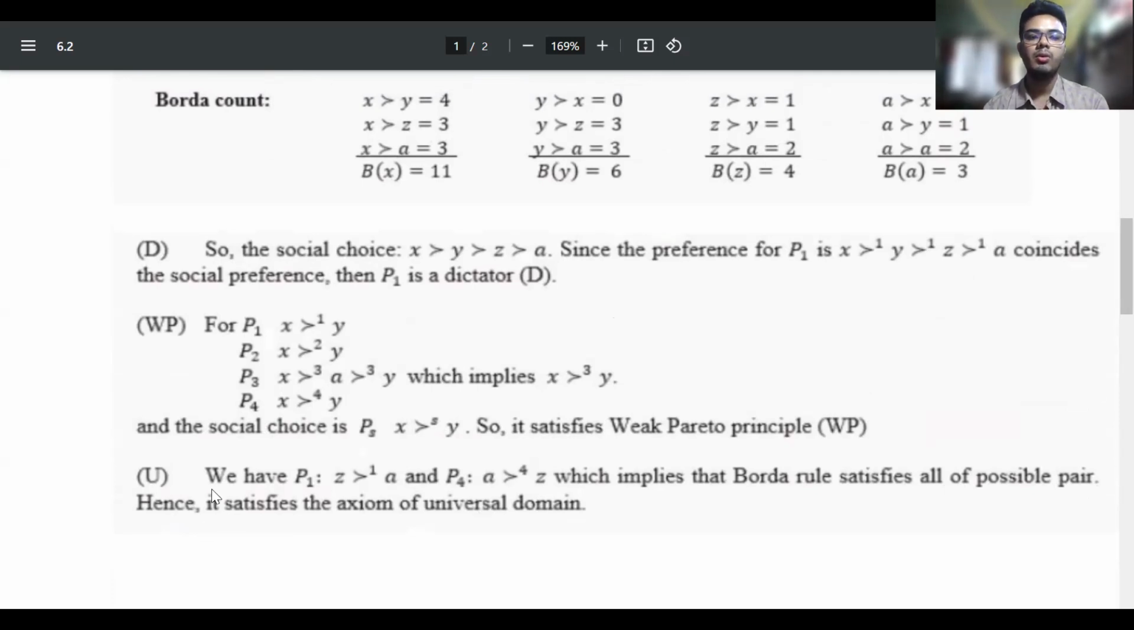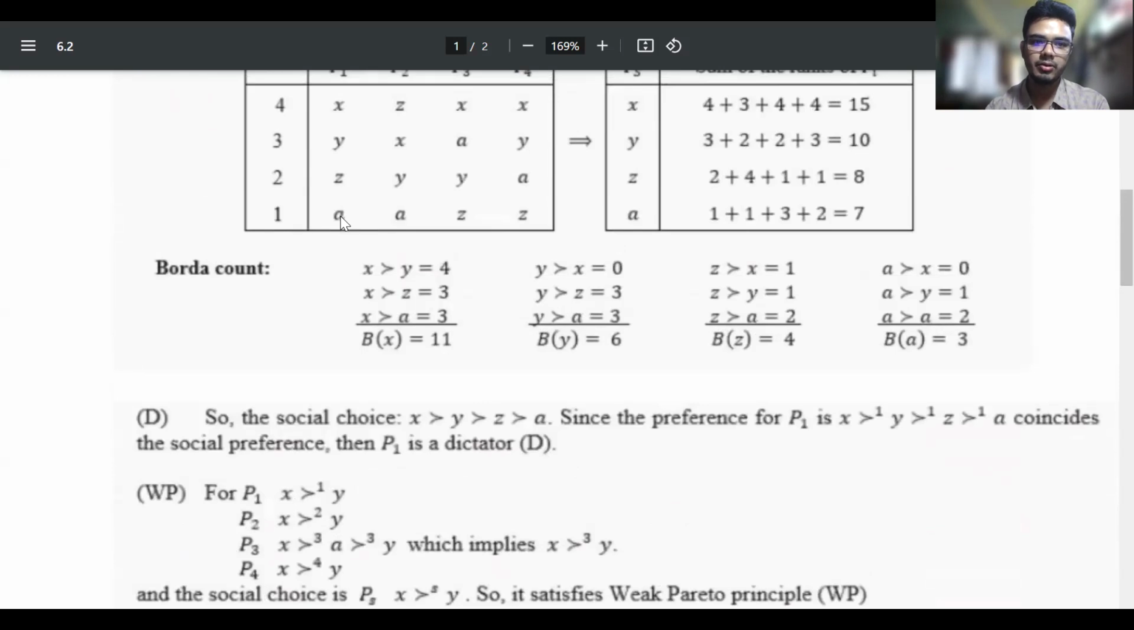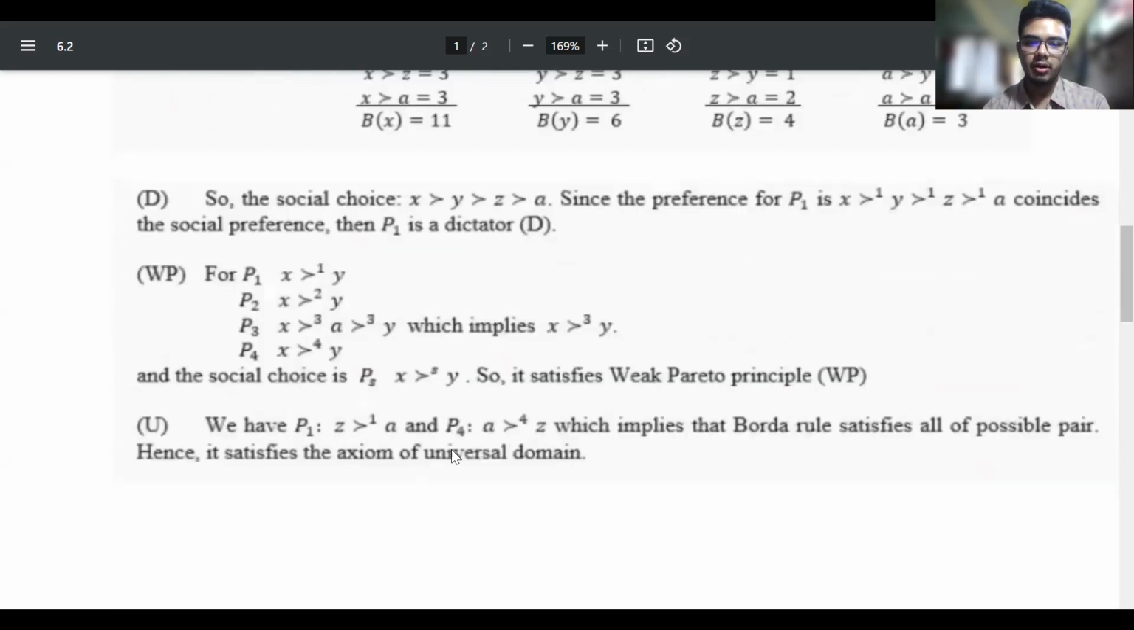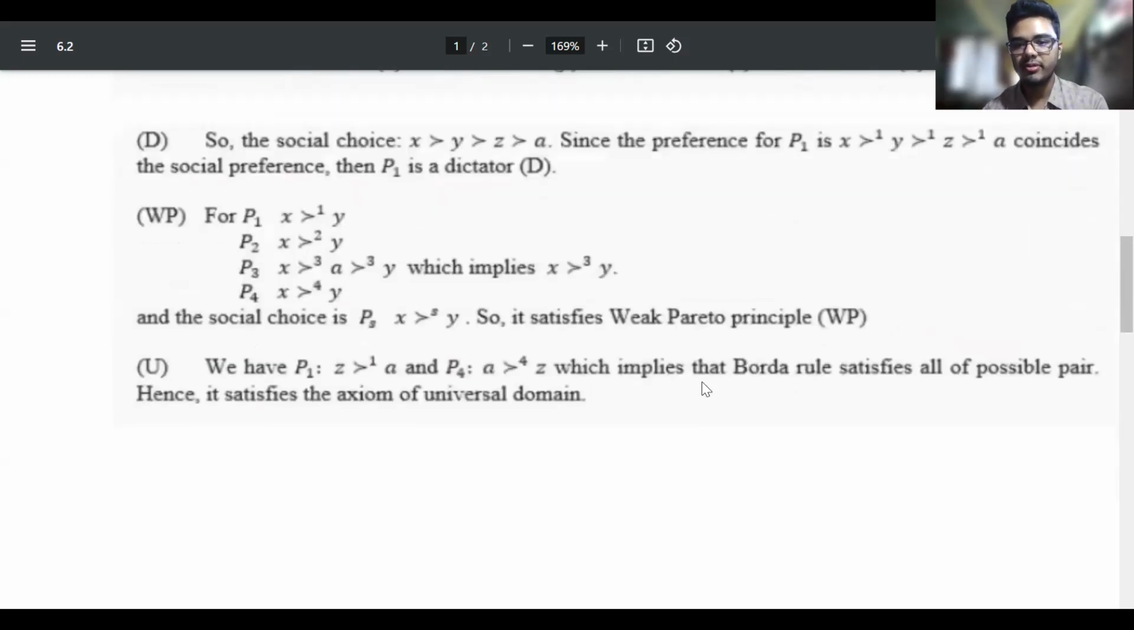Let's see. We have P1 here, Z preferred to A. And for P4, A is preferred to Z, which implies that the Borda rule satisfies all the possible pairs. Hence it satisfies the axiom of universal domain. Yes, we can see that it satisfies universal domain, which is denoted by U.